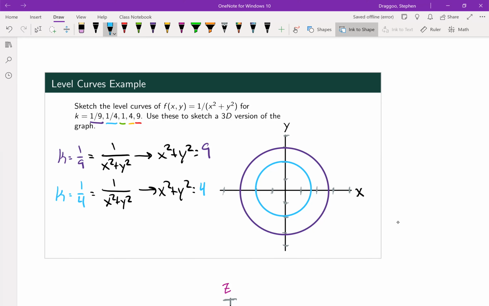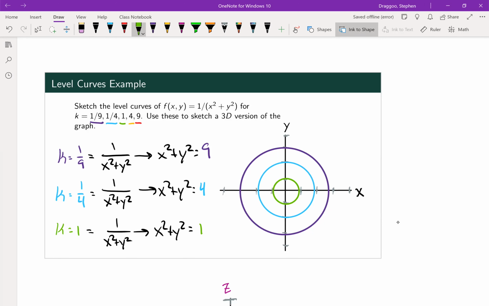Something about like this. Close enough. And let's look at at least one more. If k is equal to 1, that means 1 is equal to 1 over x squared plus y squared. So we've got the equation x squared plus y squared equals 1 over 1. So a circle of radius 1 fits inside of that blue circle.